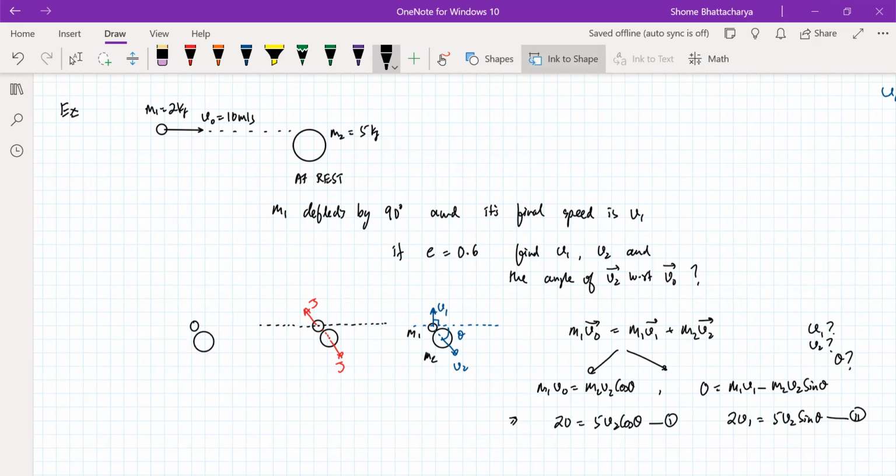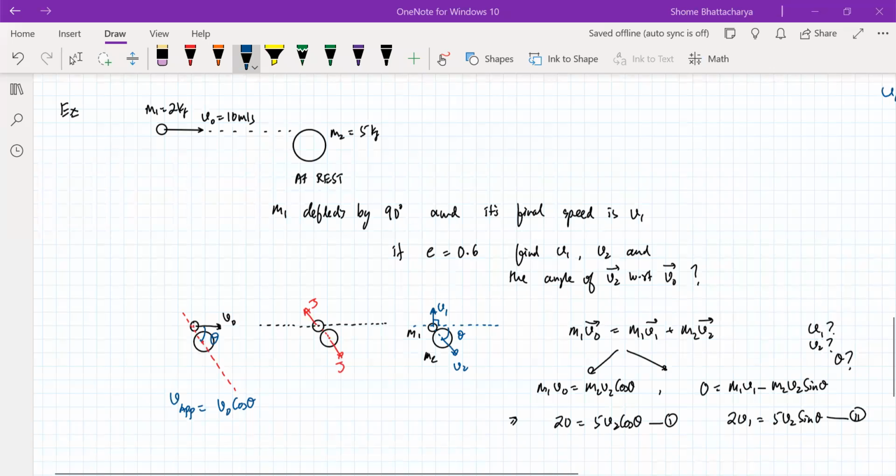So just before impact, this is what the situation looks like. This has a velocity v naught, which is like this. So along the center to center line, v naught has a component of cos theta. So the approach velocity is how much? It is v naught cos theta. Okay, let's work it out.